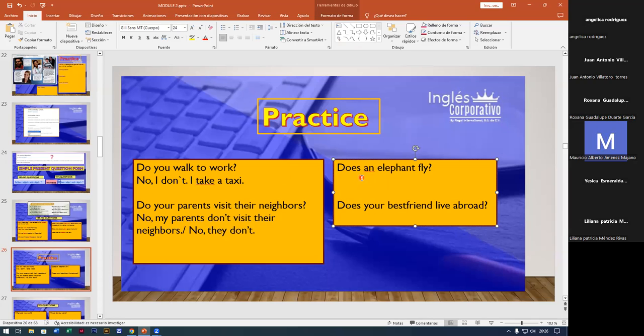Does an elephant fly? Could be, yes. Oh, yeah, that is Dumbo. In cartoons, in movies, it's possible, right? But let's say the answer is negative, according to reality. Does an elephant fly? No, no, right?